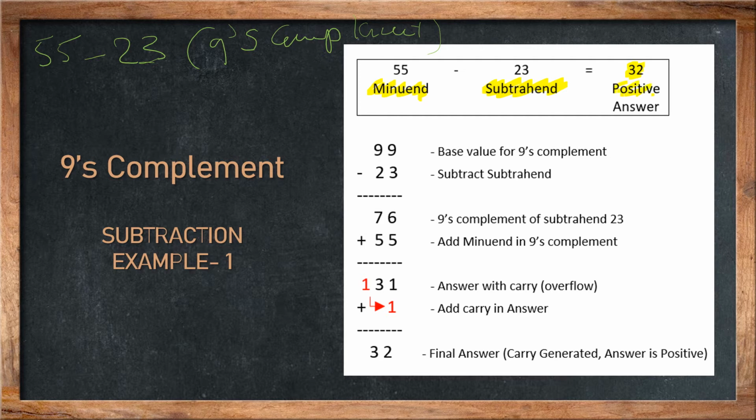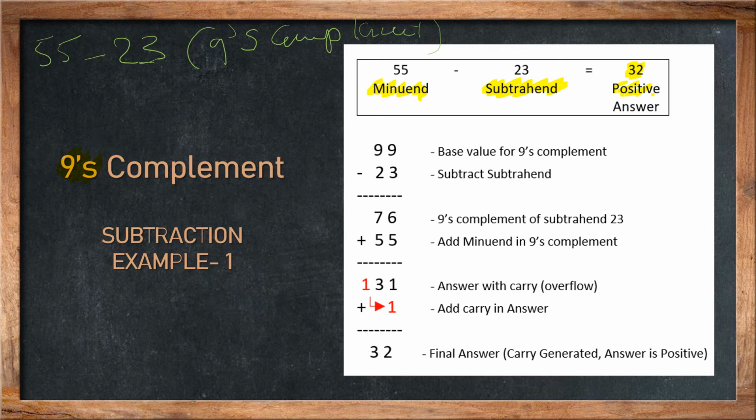But how do we do this calculation using the 9's complement method? What is there in the 9's complement method? In the previous slide we have already seen the rules to perform the 9's complement and 1's complement. So let's start with the 9's complement method, and our question is 55 minus 23.